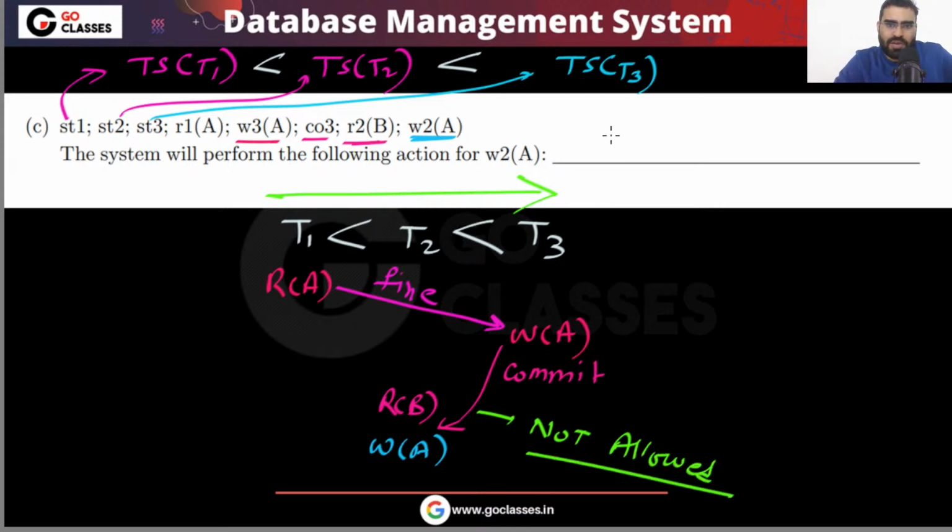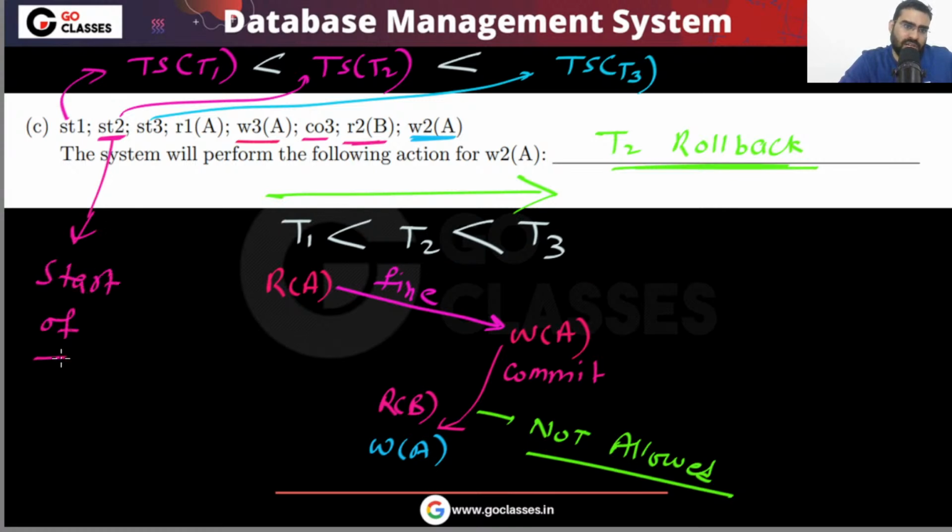So at this point of time, what will happen? I can say this T2 will roll back. So this is the action that will be taken, that T2 will roll back. Remember this T2 here means the start of transaction T2. So here transaction T2 will roll back.